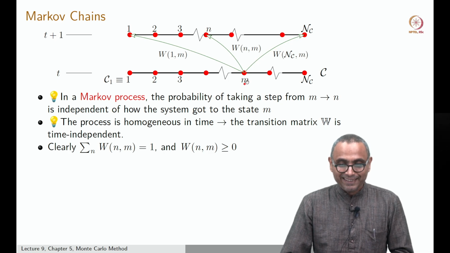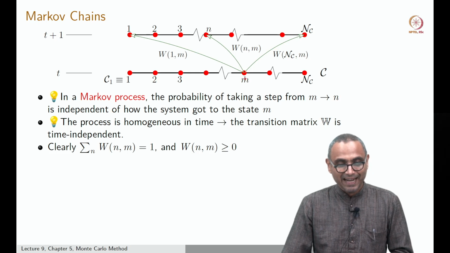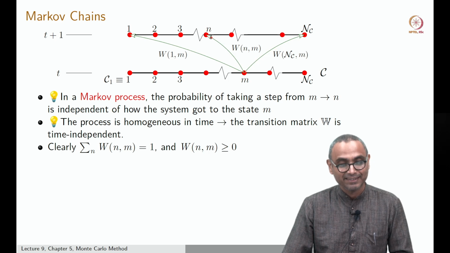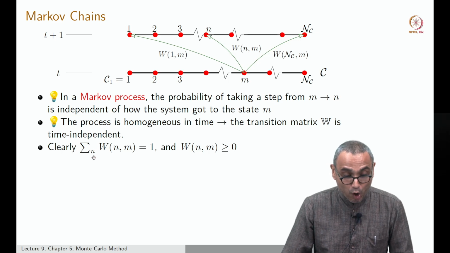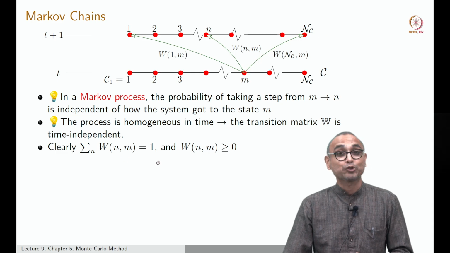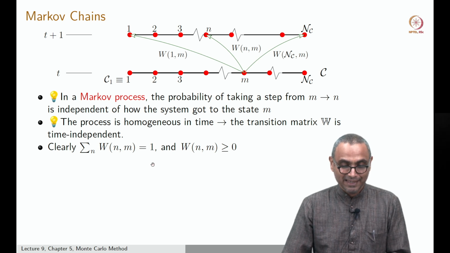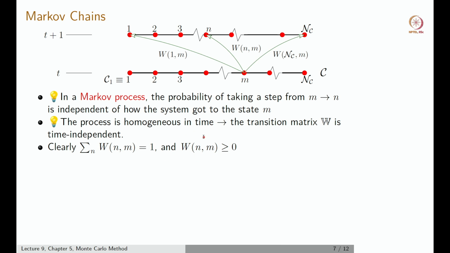Now, if you see, I am in the state m at time t, and W_nm is the probability that I will transition to the state n. Now, if I sum over all the possible states that I can realize, which are N_C of them, you will see that this has to sum to 1, because that is the sum of probabilities. And of course, each probability has to be greater than or equal to 0. That is just the fact that it is a probability, and therefore it should be a non-negative number.